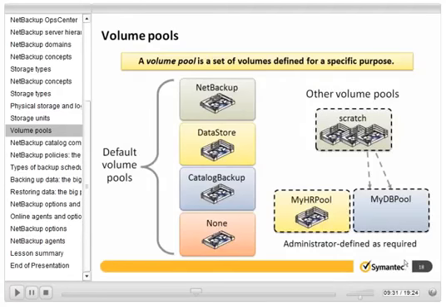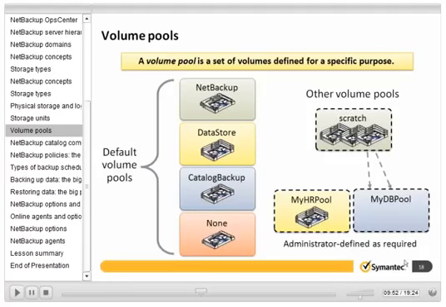Next, we will get into volume pools. By default, NetBackup has 4 volume pools pre-configured when you do the installation. We have the NetBackup, we have Data Store, we have Catalog Backup, and the None. And additional pools can get created just for your ease of management and for use.